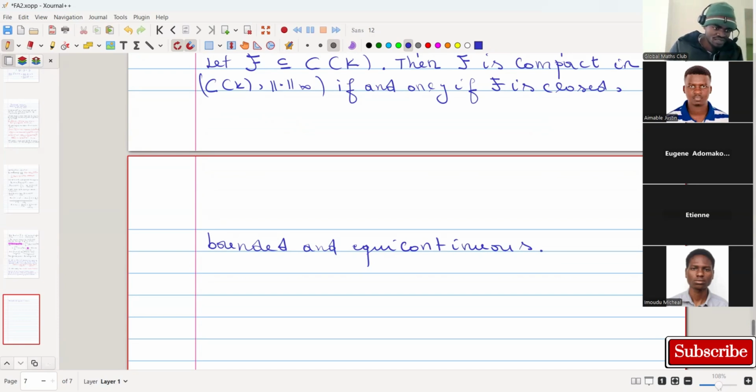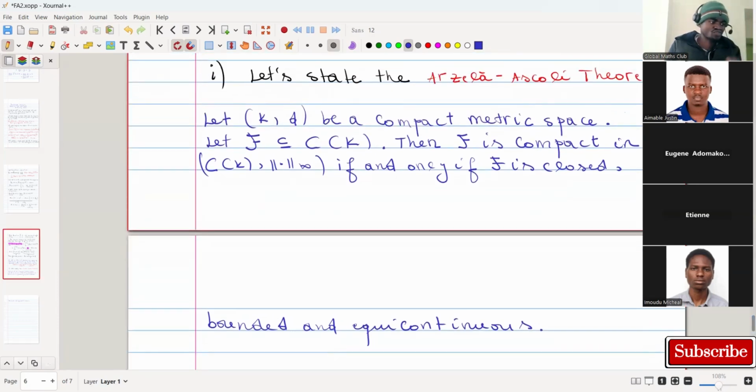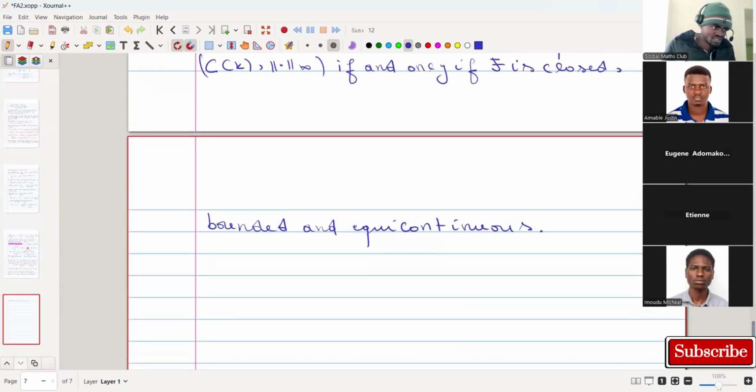So this theorem has a lot of concepts that you have to know. You have to know what it means to be a bounded set. You have to know what it means to be a closed set. You have to know what it means to be equicontinuous. Maybe I'm going to give a definition to recall what equicontinuous means. This one is not part of the theorem. The theorem stops here. What is written right now is just a recall.